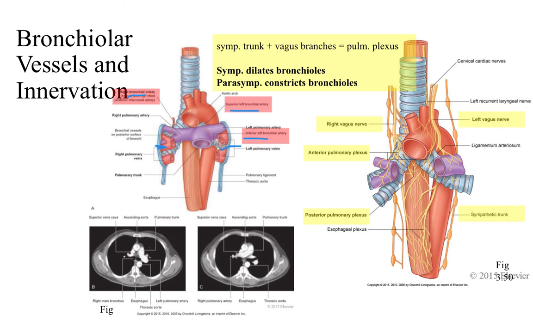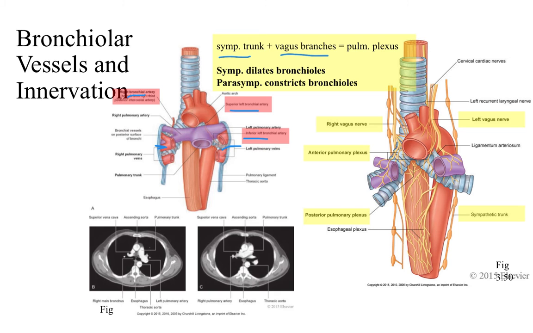As far as the nervous system goes, or the nervous innervation, we have the sympathetic trunk and vagus branches, because remember, in the respiratory system, sympathetic speeds it up, and vagus branches are part of the parasympathetic nervous system, so that slows down. Together they make up what's called the pulmonary plexus. A plexus is just a collection of nerves, and we'll get into some more specific plexuses and have to know what they look like and where they go once we get to the arm and the leg.